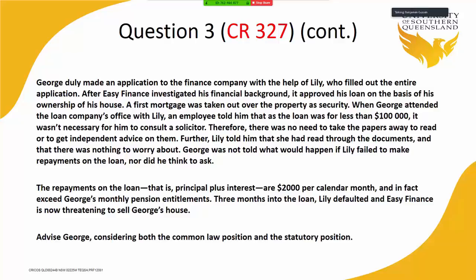The repayments on the loan, okay, 2,000 per calendar month. So per week, what? 500 per week, compared to an income of 400. And in fact, exceeded George's monthly pension entitlements. 3 months into the loan, Lily of course defaulted, and now the company wants the house. So, your job, advise George. Advise George, considering both the common law position and the statutory position.